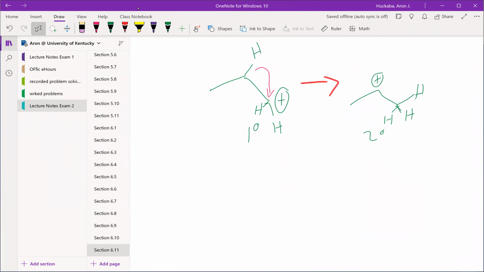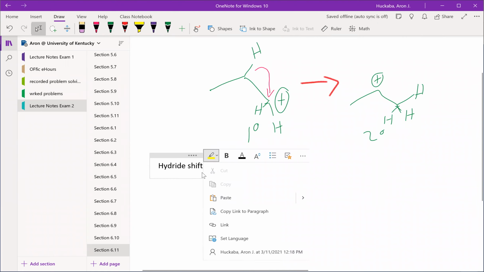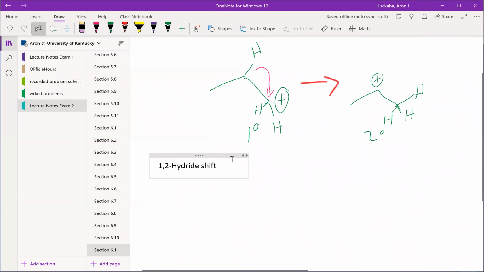When it does happen with a hydrogen, we call this a hydride shift. And because it goes from one carbon to one that's adjacent, we call this a 1,2 hydride shift. And it's called hydride because a hydrogen with two electrons, such as this, is called a hydride.